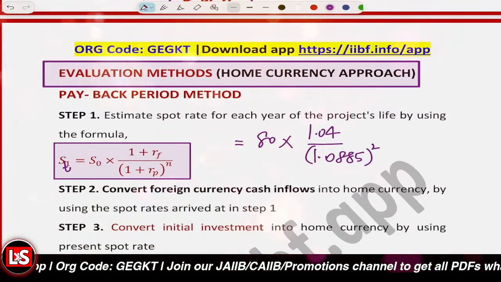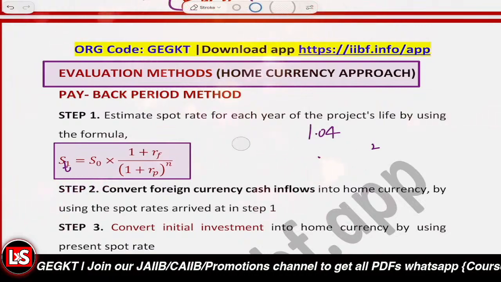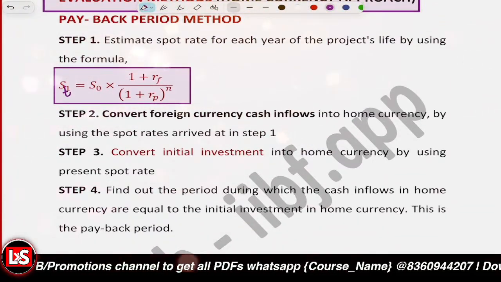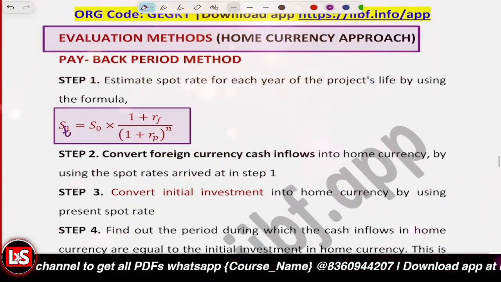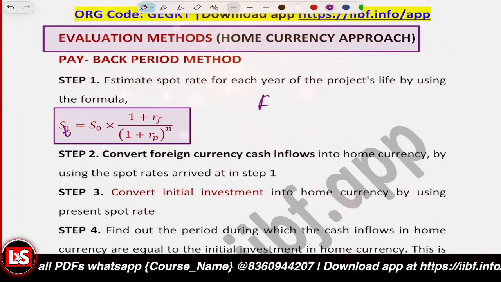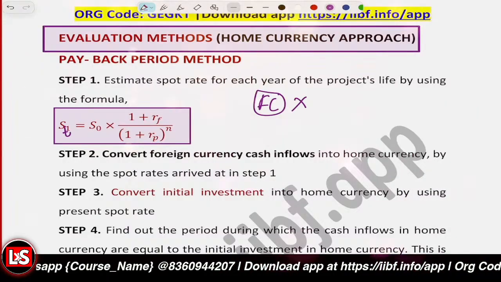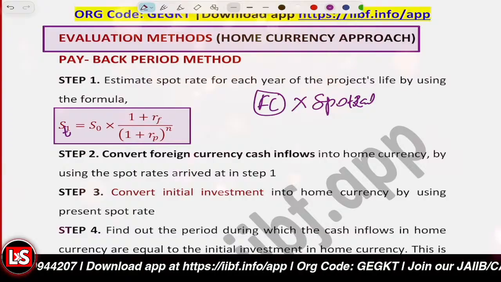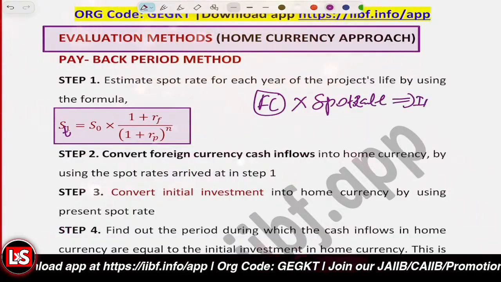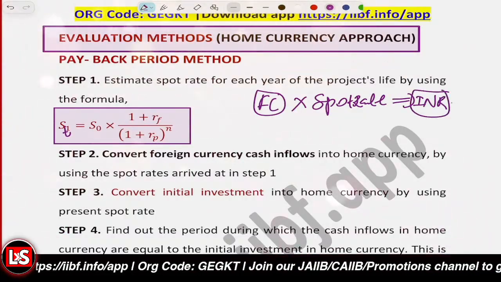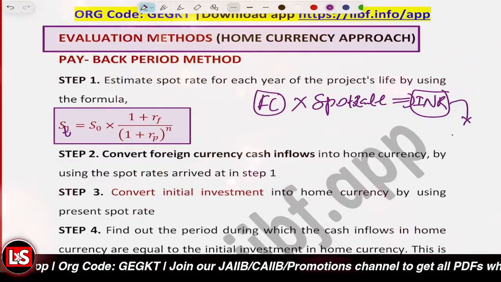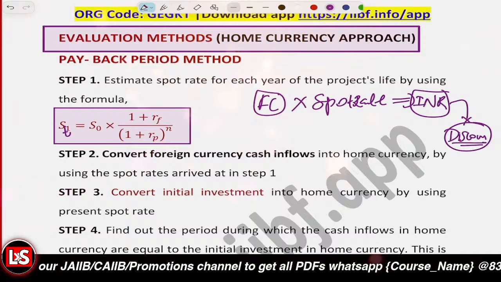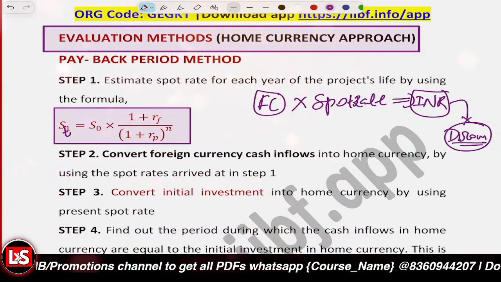Right? So you can be estimating the spot rate for the different years. Right? So you will be doing what? In that particular scenario, whatsoever the foreign currency cash flow is there, that is to be converted into the Indian rupee, multiplying it with the estimated spot rate. You'll be having the INRs with you. And once you are having the INRs with you, then you are to do the discounting upon it. That's a foreign currency approach, home currency approach. That's a home currency approach.